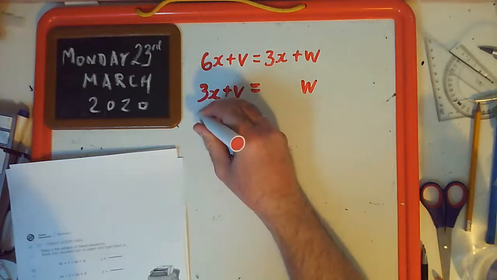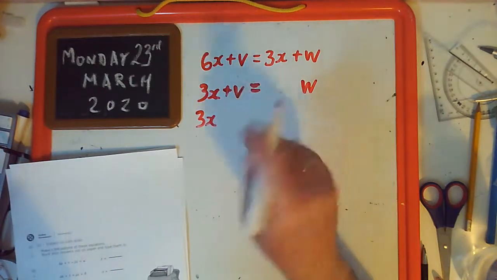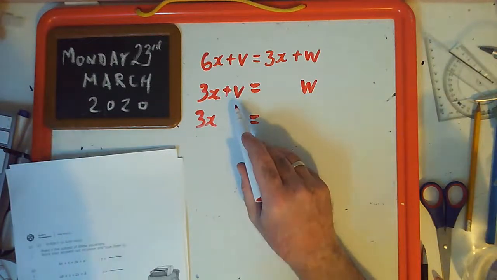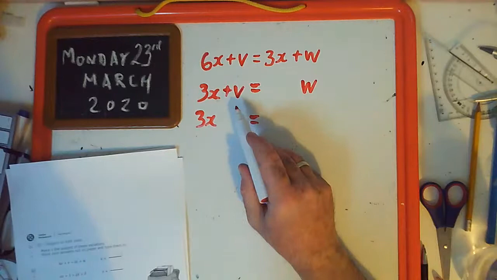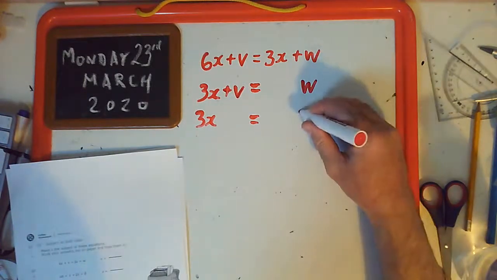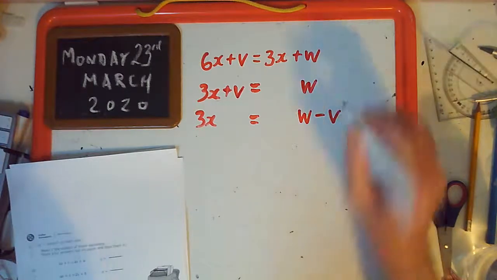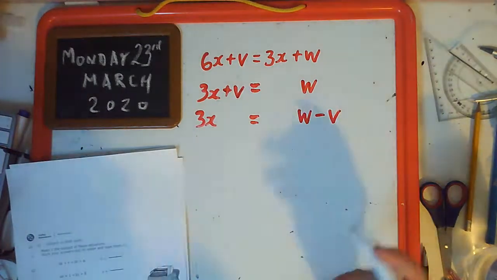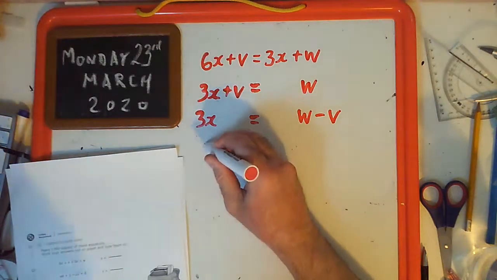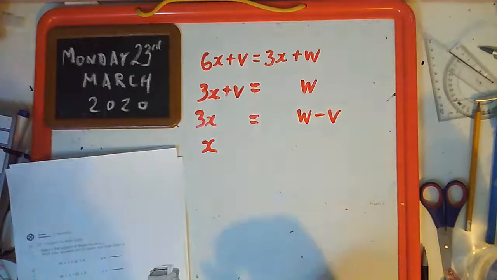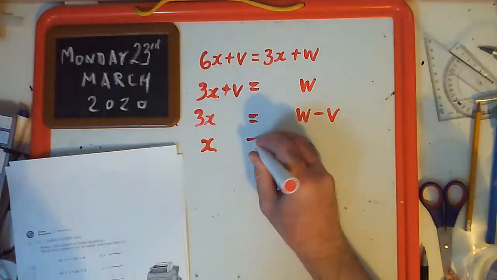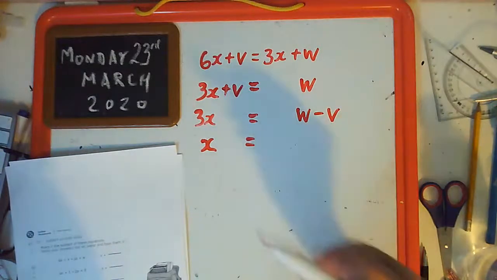I'd like to have all of the x stuff on one side and all of the other stuff on the other side. So I'd quite like to get rid of that plus v. So I'm going to get rid of the plus v by subtracting it, take away v, but then I've got to subtract v from the other side as well, because an equation is like a balance. So 3x equals w minus v. I don't want to know what 3x's are. I want to know what 1x is on its own. So I'm going to divide everything by 3 to get from 3x's to a single x.